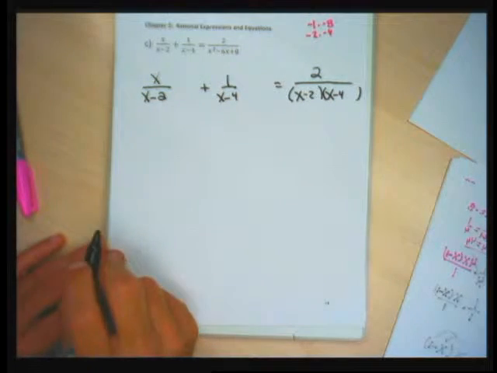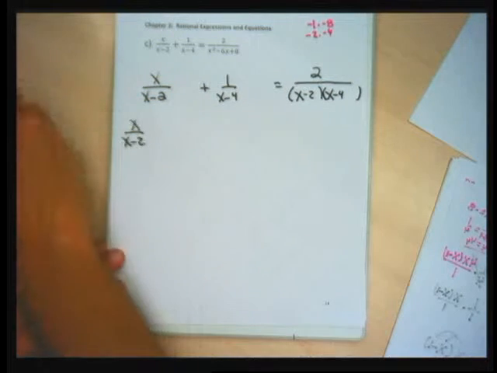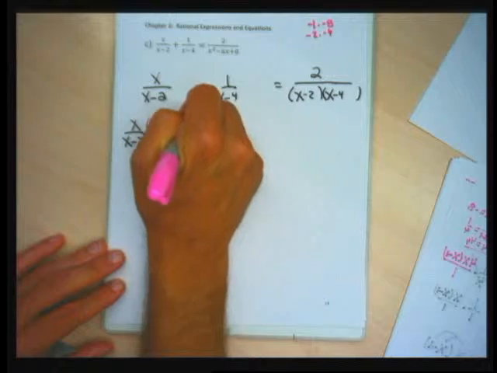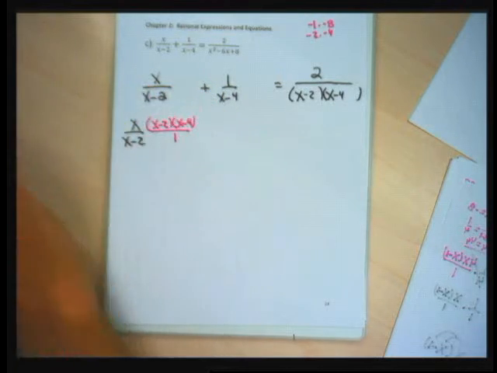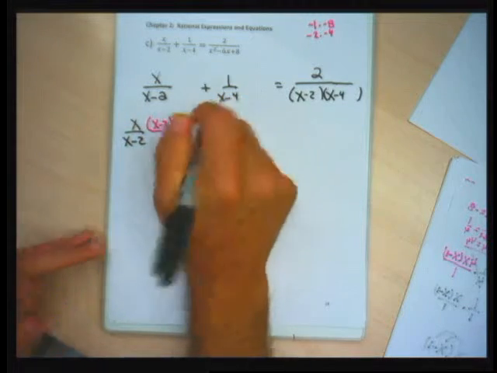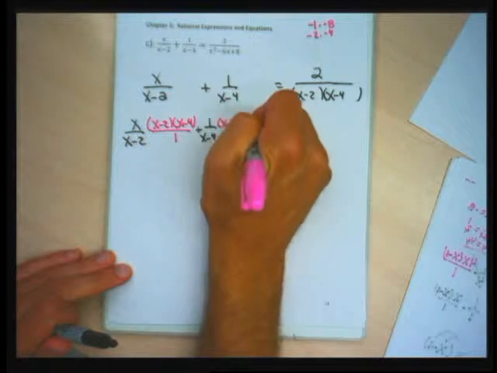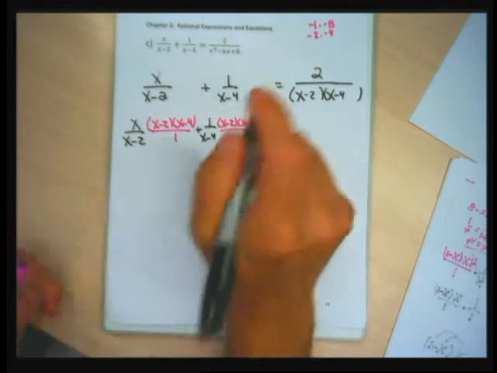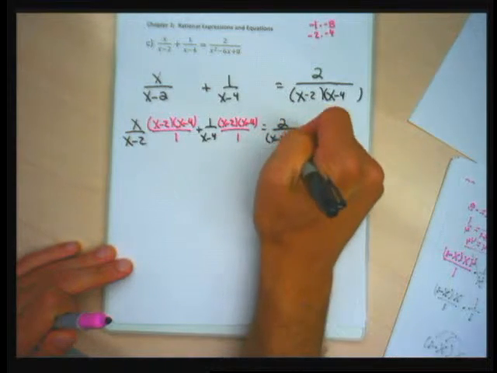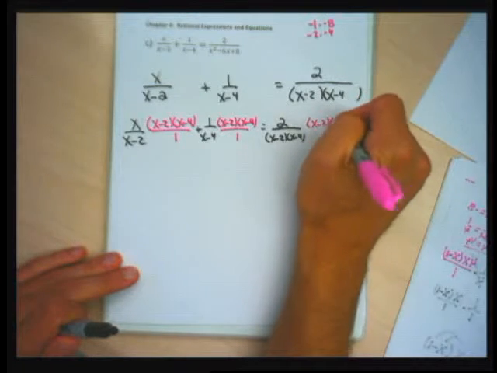Now I'm going to multiply to clear my fractions by something over 1. For the first one, I'm going to multiply by x minus 2 times x minus 4 over 1. And once I've committed to that, I have to do it to everything. Second fraction, I also multiply by x minus 2 times x minus 4 over 1. And the last piece, I also multiply by x minus 2 times x minus 4 over 1.